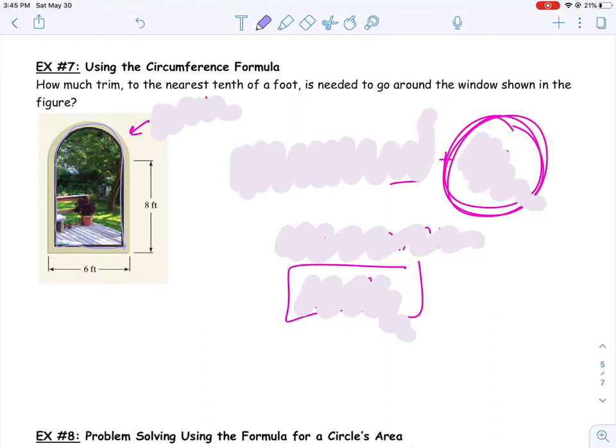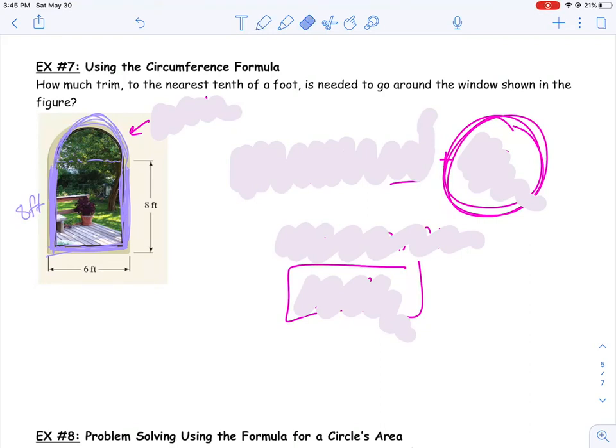But this is a composite shape. It's a couple of different shapes combined. I'm seeing a rectangle and a half of a circle, a semicircle, don't you think? To figure out how much trim I need, I need to go down this side of the window, along the bottom, and up the other side, which is 8 feet plus 6 feet plus 8 feet. But then I have to go around this half of a circle.